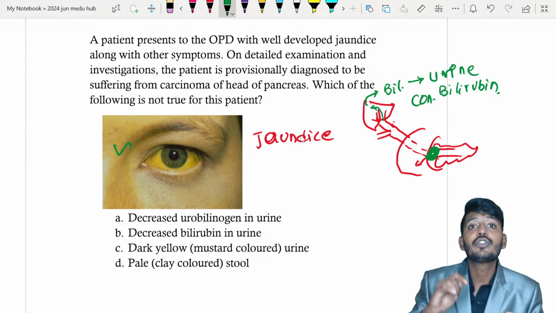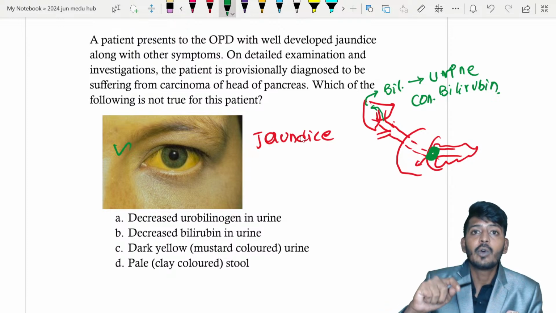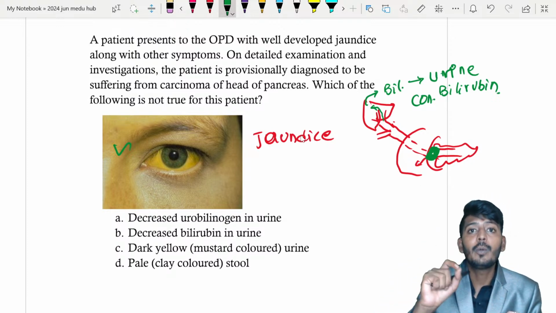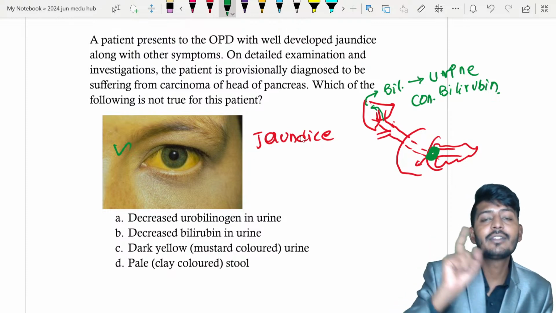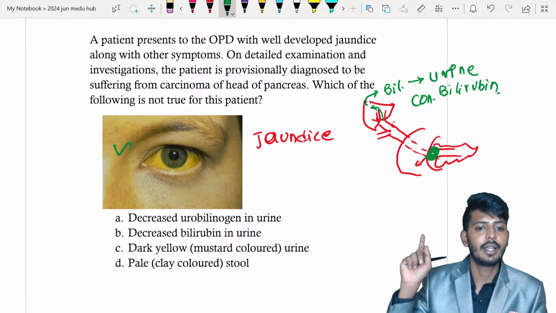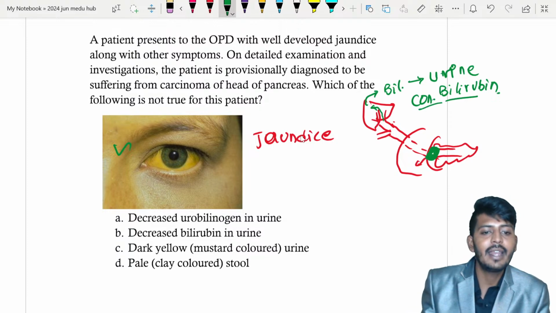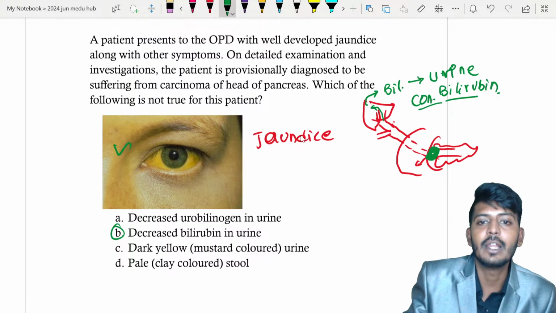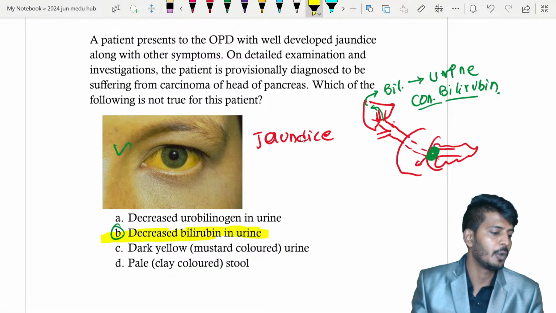But when does urobilinogen come? When bilirubin goes into the intestine, if stercobilin is formed, only then will urobilin be there. If stercobilinogen is not there, urobilinogen will not be there. So which is not true about this patient? Increase of bilirubin will be there. Here the option given is decrease of bilirubin in the urine, so the answer will be decrease of bilirubin in the urine.